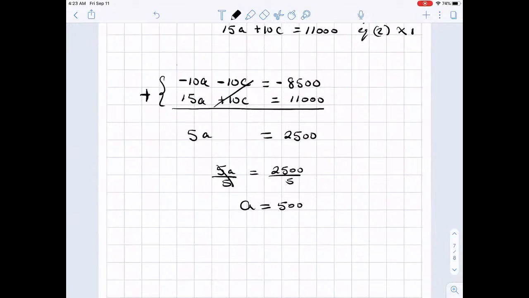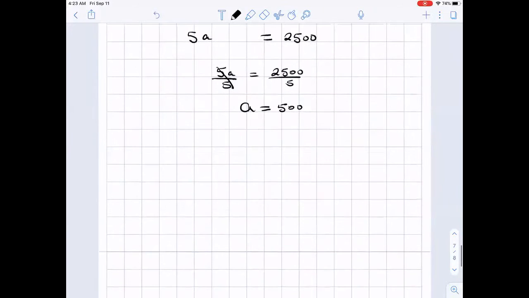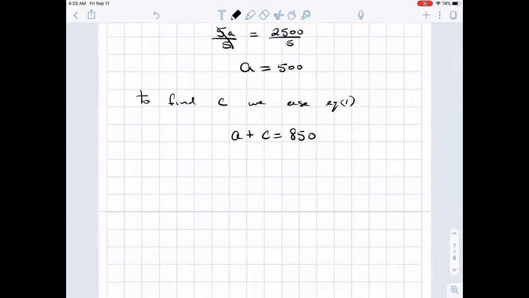Okay? But we've only solved for A. So to find C, we use equation 1, which is A plus C is equal to 850. A is 500 plus C is equal to 850. If we minus 500 on both sides, we have C is equal to 350.